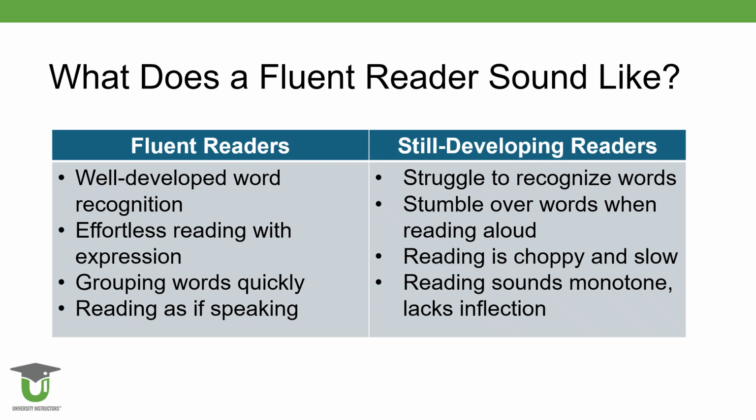Readers who are still developing their fluency skills, however, struggle to recognize words and therefore tend to stumble when reading aloud. Reading is often choppy and slow, and because the focus is on each individual word, tends to sound monotone and lack inflection. Less fluent readers must focus their attention on decoding the words, leaving them little attention for understanding the meaning of the text. Therefore, they may struggle to explain what happened in the text when prompted.